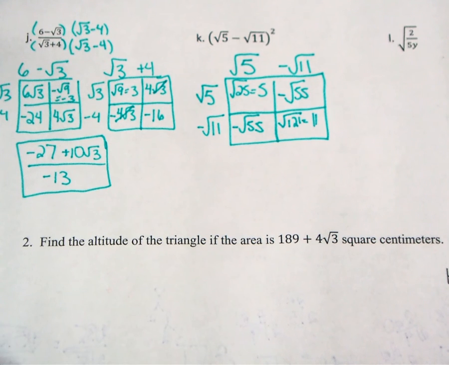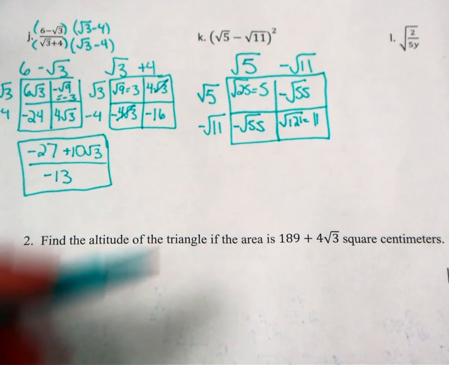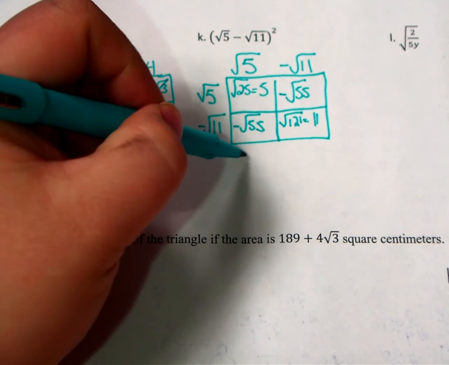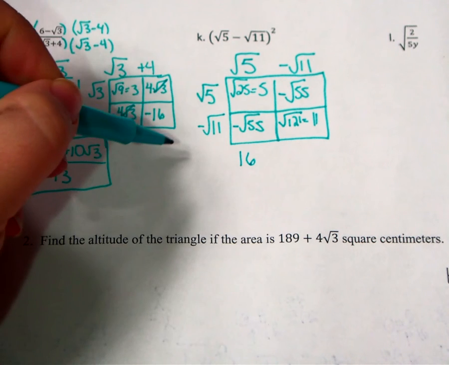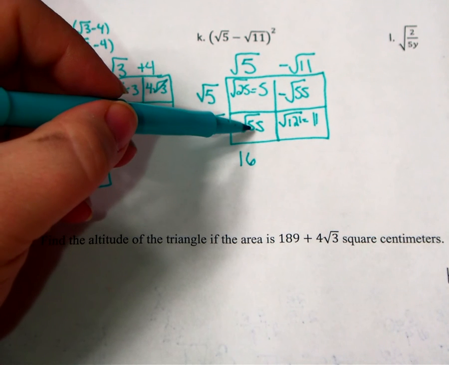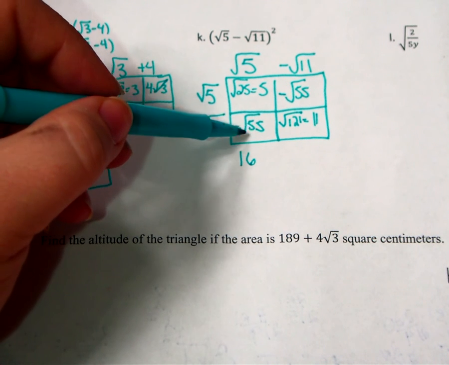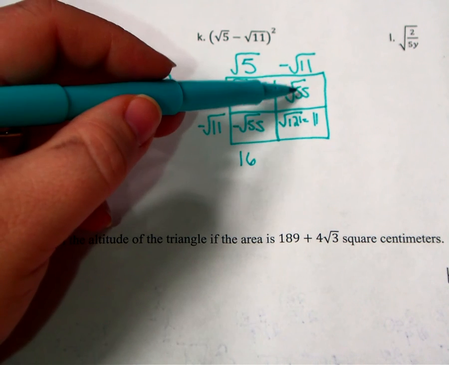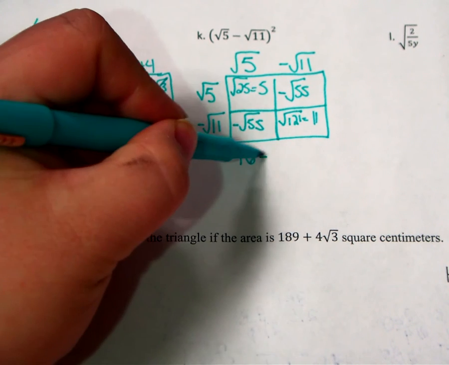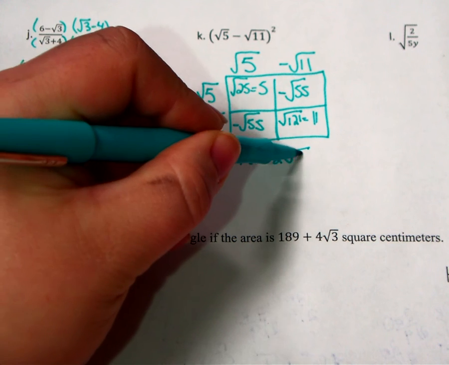Now we're combining like terms once more. I have 5 plus 11 gives me 16. And then I have negative 1 square root of 55 minus 1 square root of 55 gives me negative 2 square roots of 55.